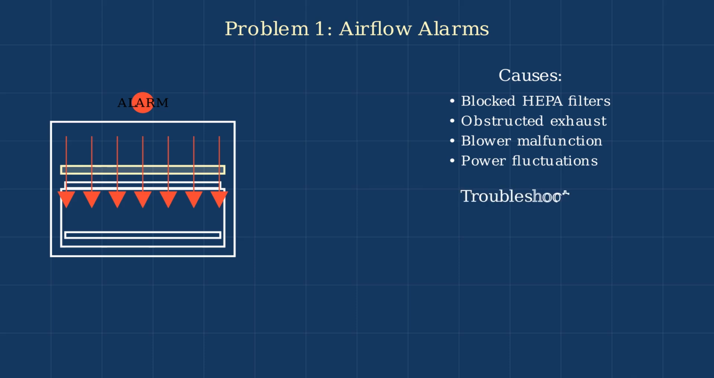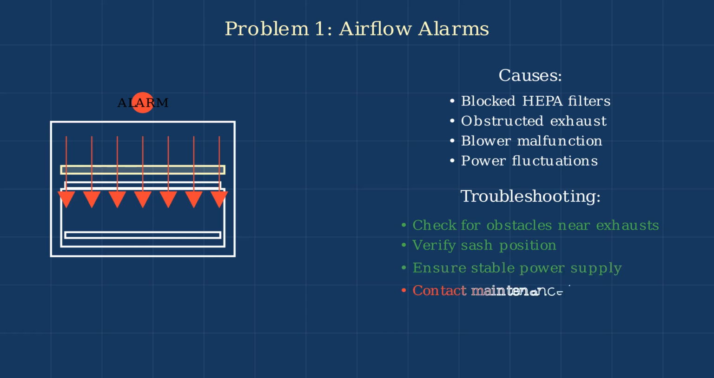Users can troubleshoot certain airflow issues. First, check for obstacles near exhaust areas and verify the sash is positioned correctly. Ensure the power supply is stable. If the alarm persists after these checks, contact maintenance personnel, as this may indicate a more serious issue with the cabinet.